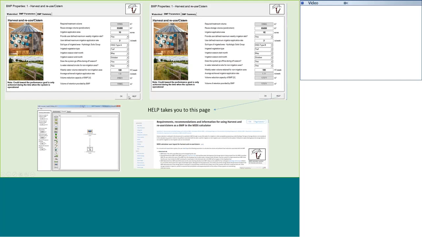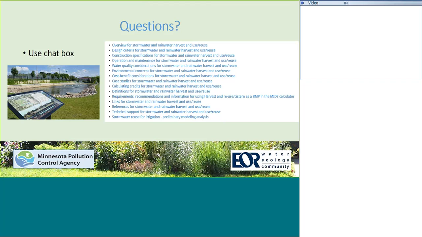Pushing on the help button will take you to a page in the manual, requirements, recommendations, information for using harvest and reuse cistern as a BMP in the MIDS calculator. It takes a little while to say that, but this is for those of you who want to know what all the inputs are, what kind of output you're getting, and it gives a couple examples also, including a new example using version 3 of the calculator. And I think that is it for me.